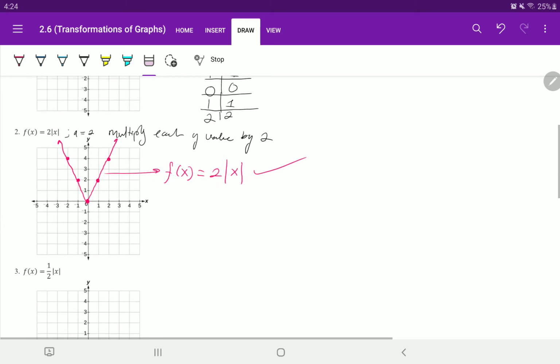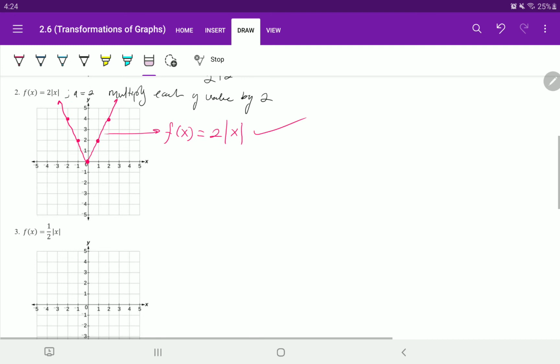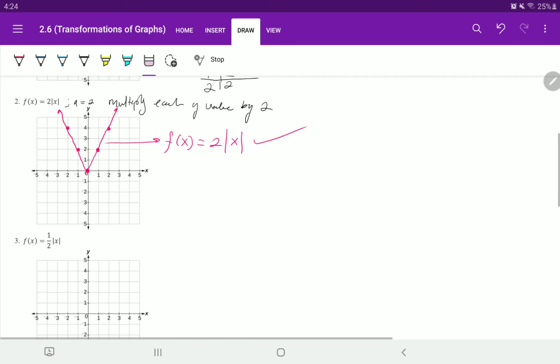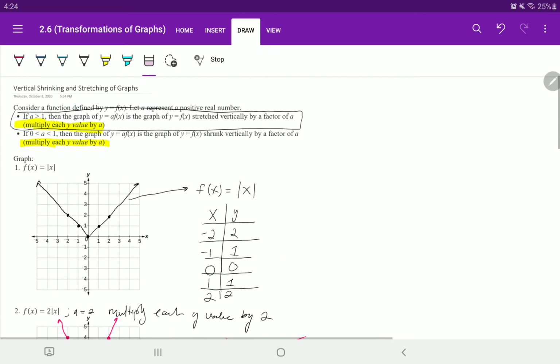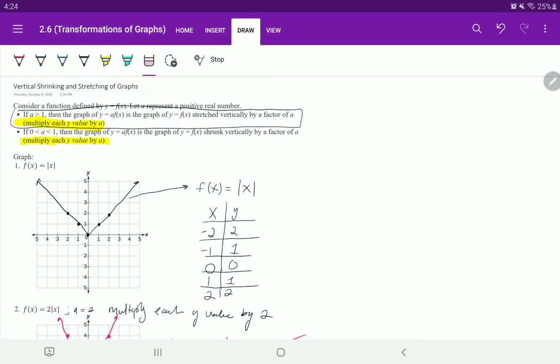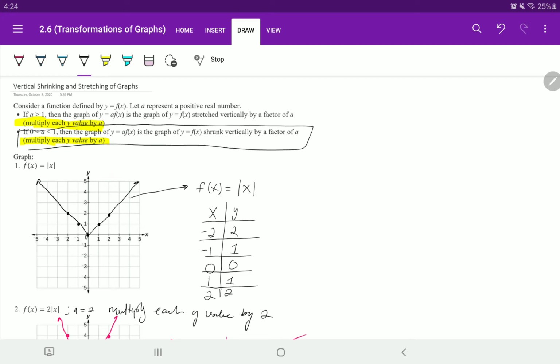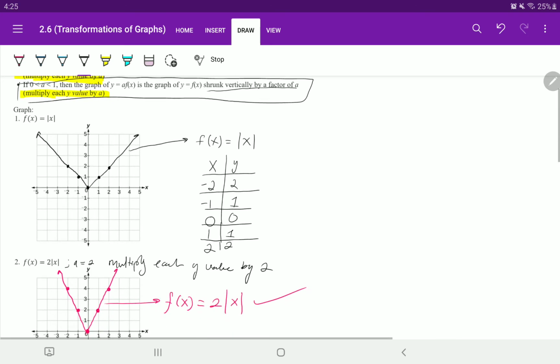The last one we're going to graph is f of x equals 1/2 times the absolute value of x. Now remember, it says here, the second part of the definition, if a is a value between 0 and 1, because 1/2 is between 0 and 1, the graph will be shrunk vertically by a factor of a. You're still going to multiply each y value by a. You must do that.